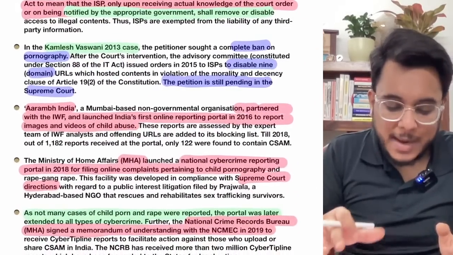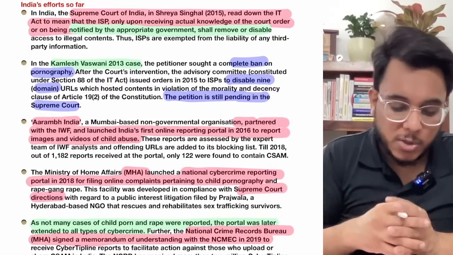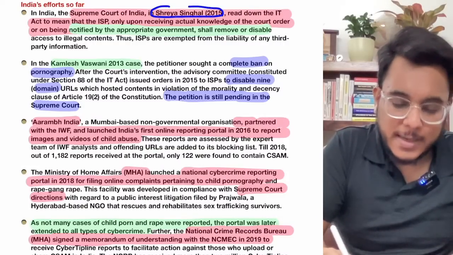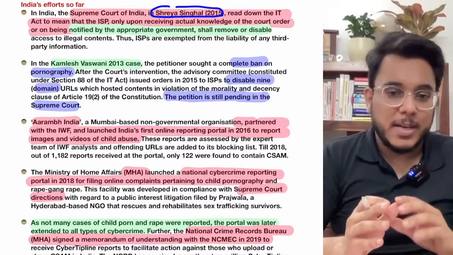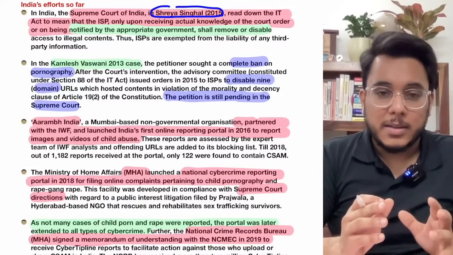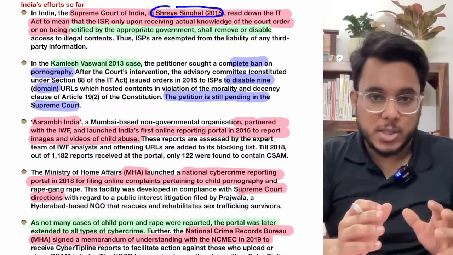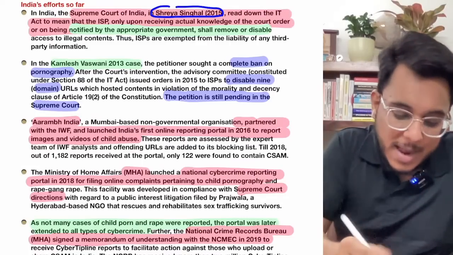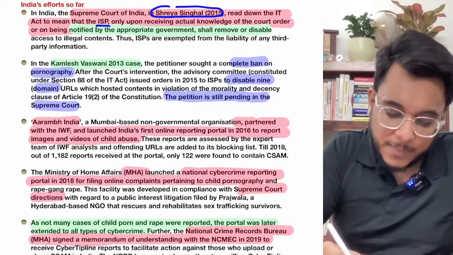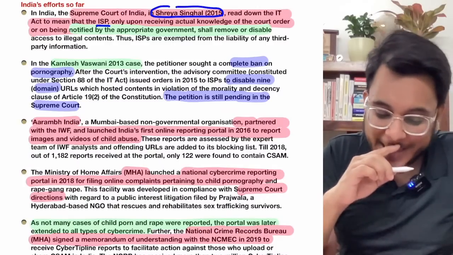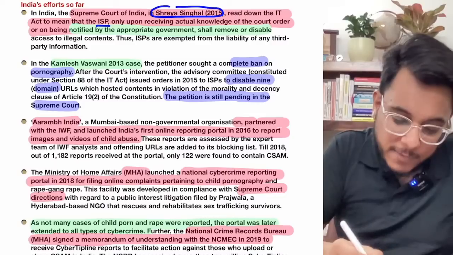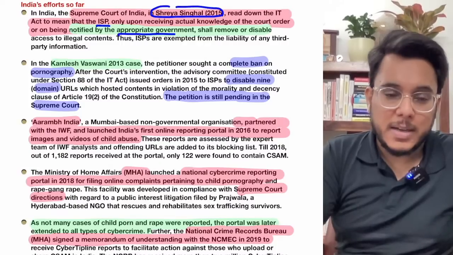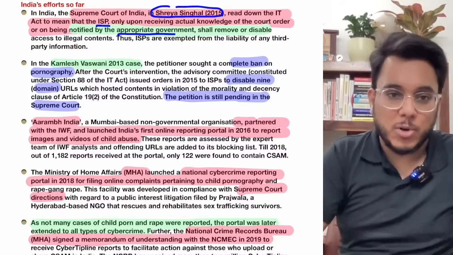Then moving on, let's talk about what is happening in the context of India. In India, there was the Shreya Singhal judgment of 2015. The Shreya Singhal judgment is also important because Section 66A was struck down in it, which we have discussed earlier. But in this judgment, there was also one more direction. Internet service providers were told that they can remove online material only after being notified by the appropriate government. If there is no such notification, then they should not go forward.